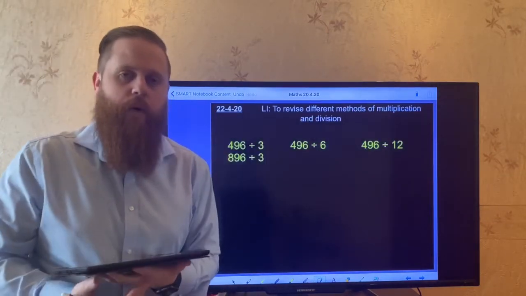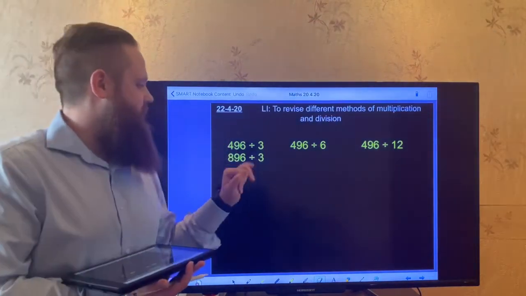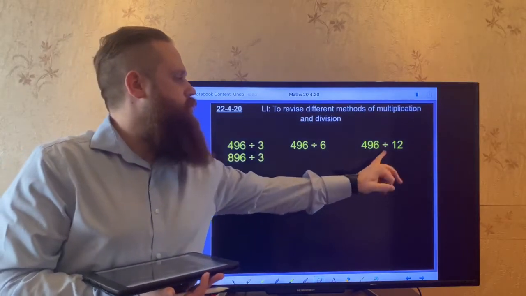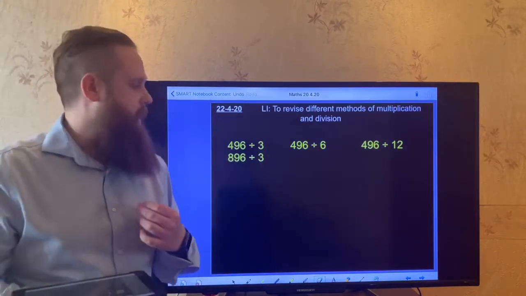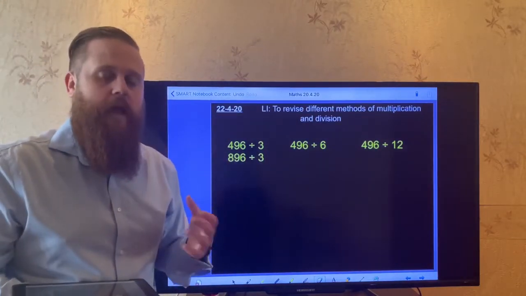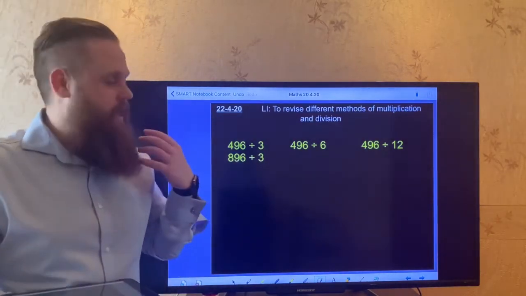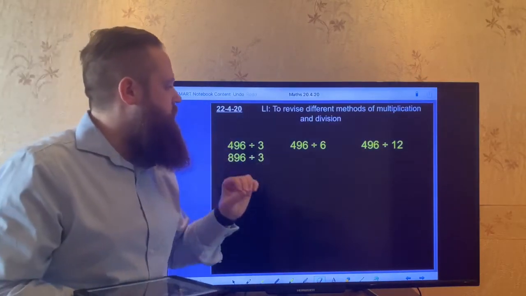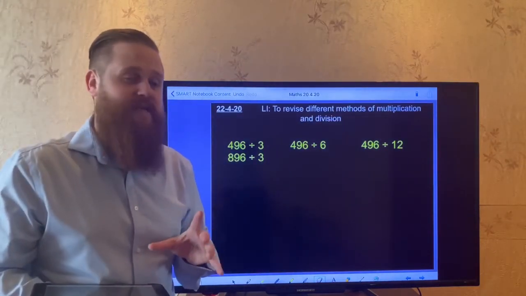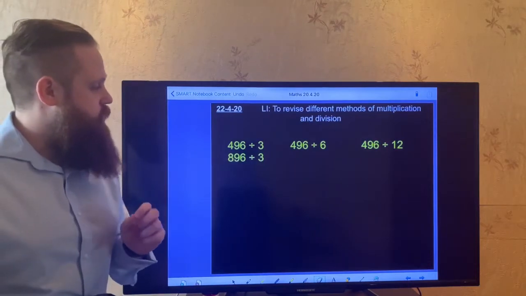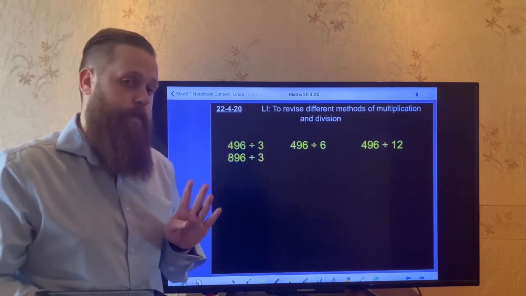Now then, our actual question here, okay? I've got 4 different sums: 496 divided by 3, 496 divided by 6, 496 divided by 12, and 896 divided by 3. I would like you to have a little think in your head. Which one of these will give you the biggest answer, and which one will leave you with the smallest answer? No need to work them out, okay? Use your mathematic detective skills to work out which one will leave you with the biggest answer and which one will leave you with the smallest answer. I'll give you about 5 seconds to have a think about that one. So which one will leave you with the biggest answer and which one will leave you with the smallest answer? 4, 3, 2.